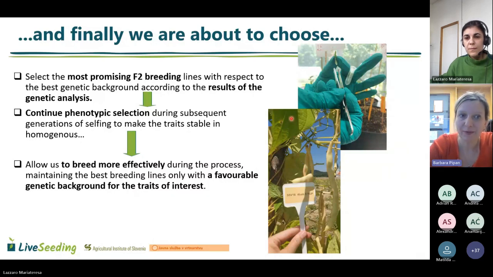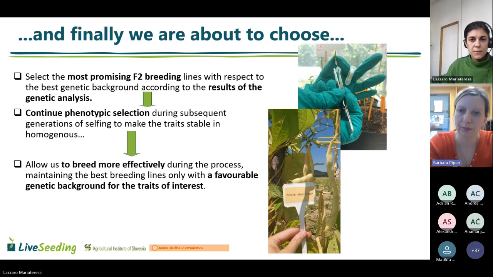Okay, and finally, we are about to select the most promising F2 breeding lines with respect to the best genetic background according to the results of the genetic analysis. And it was already mentioned that since this is done in the F2 generation, we can continue with the phenotypic selection during the subsequent generations of selfing to make the trait stable and homogeneous, and to reduce the number of breeding lines which are not suitable, which have no resistance genes or traits of interest which are important for our breeding program.